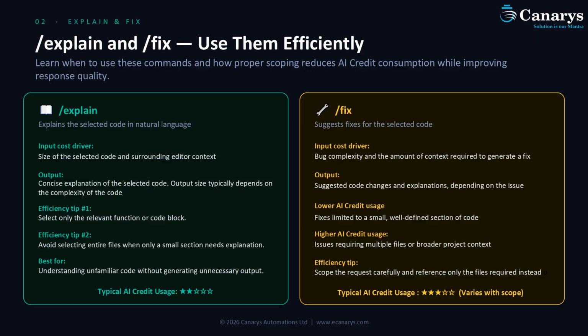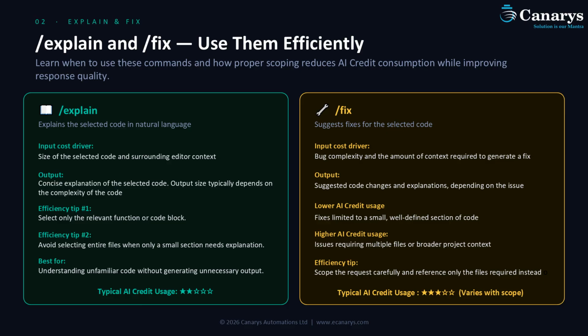Its AI credit usage depends on the complexity of the problem and the amount of context required. Simple, localized issues usually require fewer AI credits, while problems spanning multiple files or requiring architectural understanding naturally consume more. For both commands, the same best practice applies: provide only the context needed for the task. Well-scoped requests produce better responses, reduce unnecessary AI credit consumption, and make Copilot more effective.